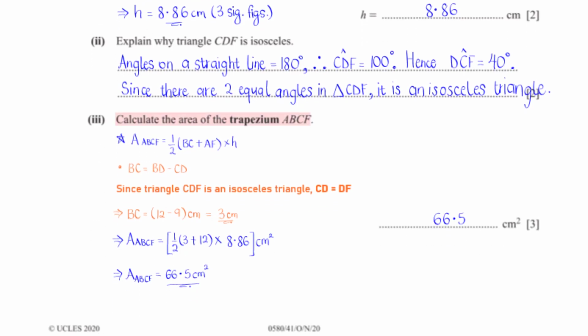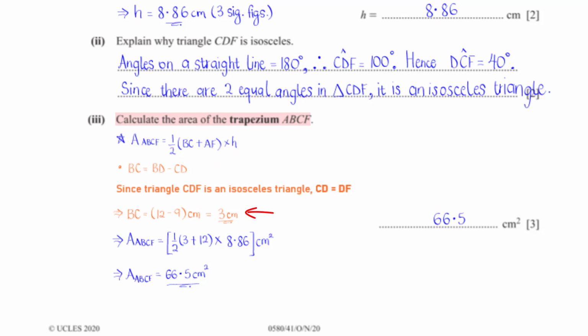Calculate the area of the trapezium ABCF. To find the area of the trapezium, we have half of BC plus AF times the height. We know the height is 8.86 centimeters, and we've also been given AF as 12 centimeters. BC is equal to BD minus CD.